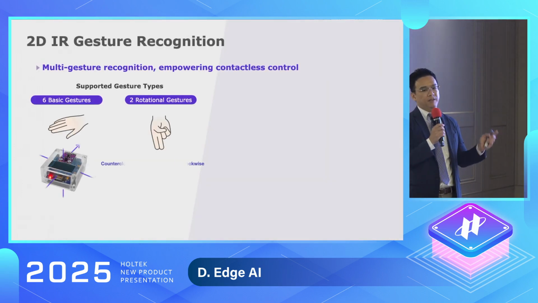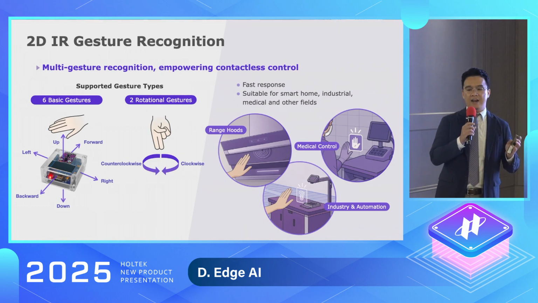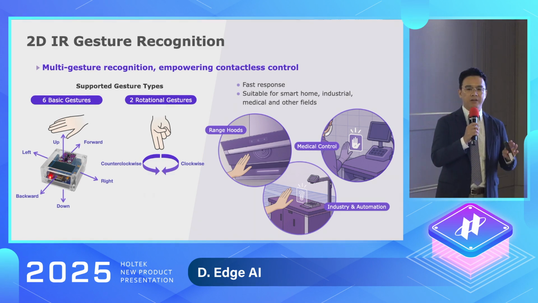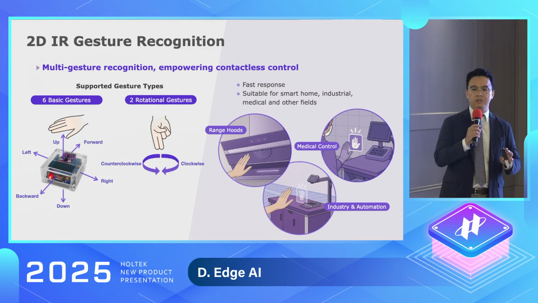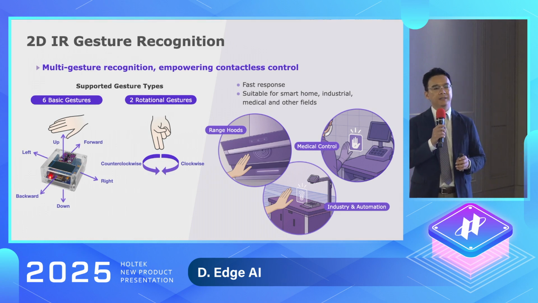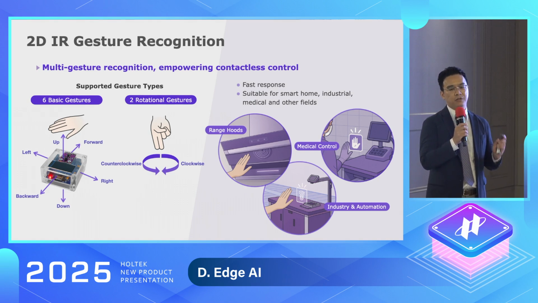Okay, let's meet our first superhero. 2-dimension IR gesture recognition. Its superpower is that you can literally control motion with just a wave of your hand. And seriously, okay, how does it work? It can perform 6 basic gestures and 2 rotational gestures.